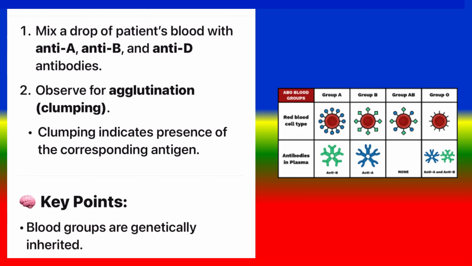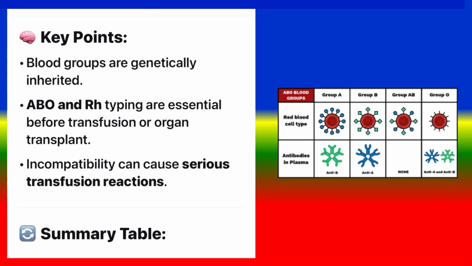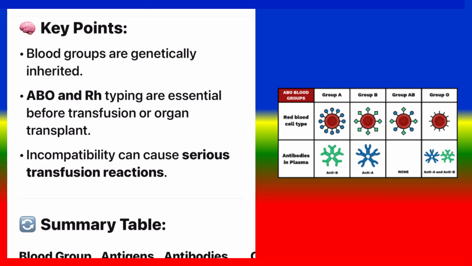Key points. Blood groups are genetically inherited. ABO and Rh typing are essential before transfusion or organ transplant. Incompatibility can cause serious transfusion reactions.